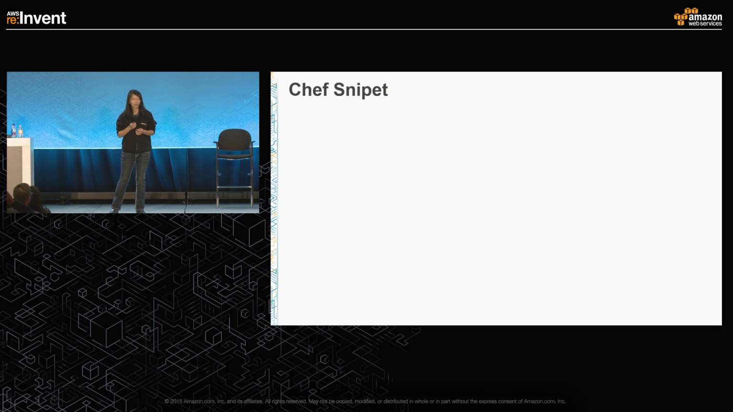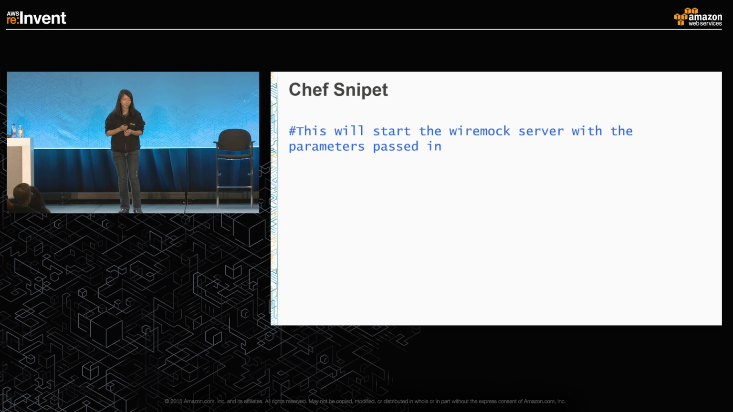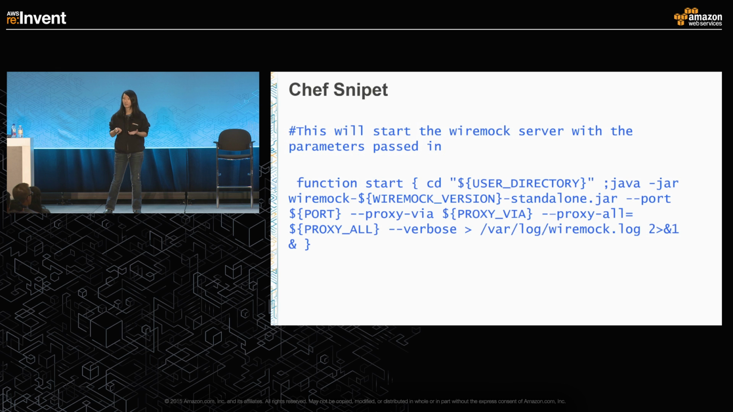So now to show you some of the Chef code snippet. So this piece of code will start the Wiremock server. And we try to parameterize it as much as possible so that we can reuse this piece of code with different teams and also different environments. So you can see we cd into the directory, and then we call the Java jar command, and we parameterize the port, the proxy information, and the dependency server information.